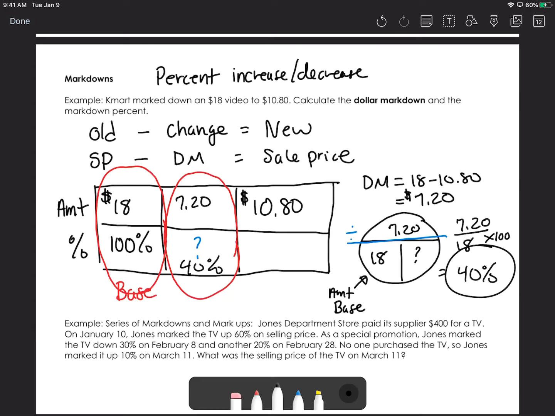So this means I started with $18, which is my original 100%. I marked it down by 40%, which means 40% of that $18 is $7.20. I marked it down 40%, which means this $10.80 is 60% of the original amount.